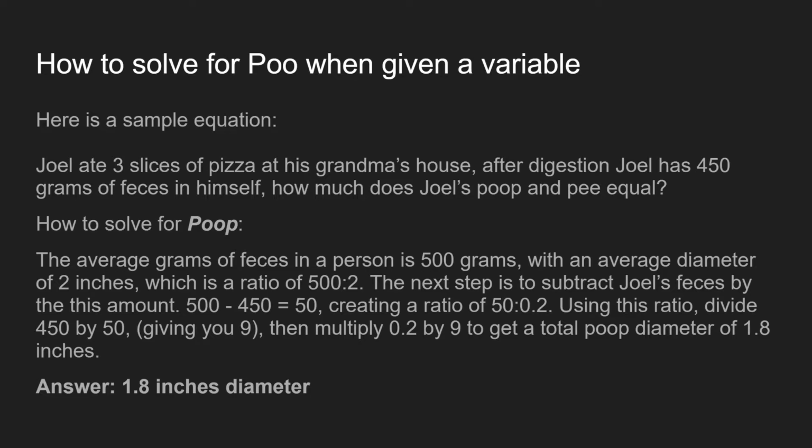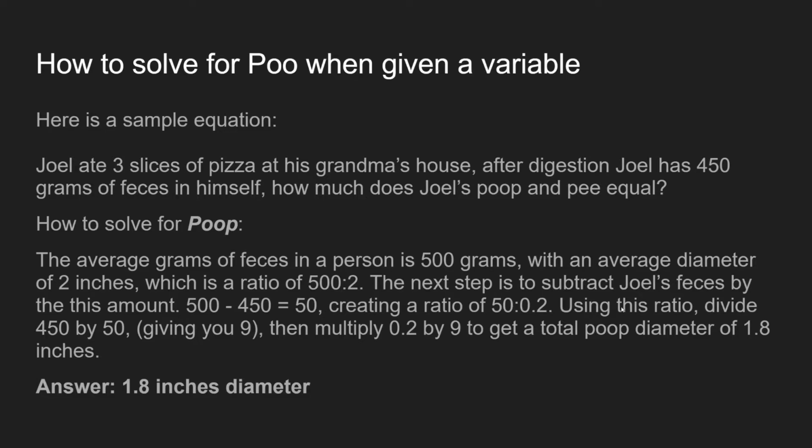So, we want to start with the average amount of feces. This theory works off of averages. So, if the average amount of feces is 500 grams, with an average diameter of 2 inches, then the ratio is 500 to 2. The next step is to subtract Joel's feces by the average amount. So, after subtracting, you get 50, and you got to equal it out to both sides of the ratio. That equals 50 to 0.2.